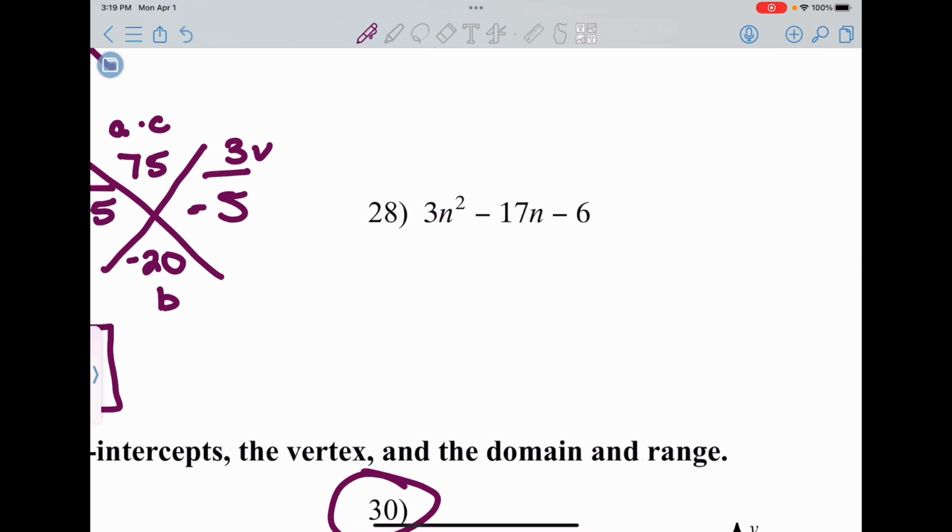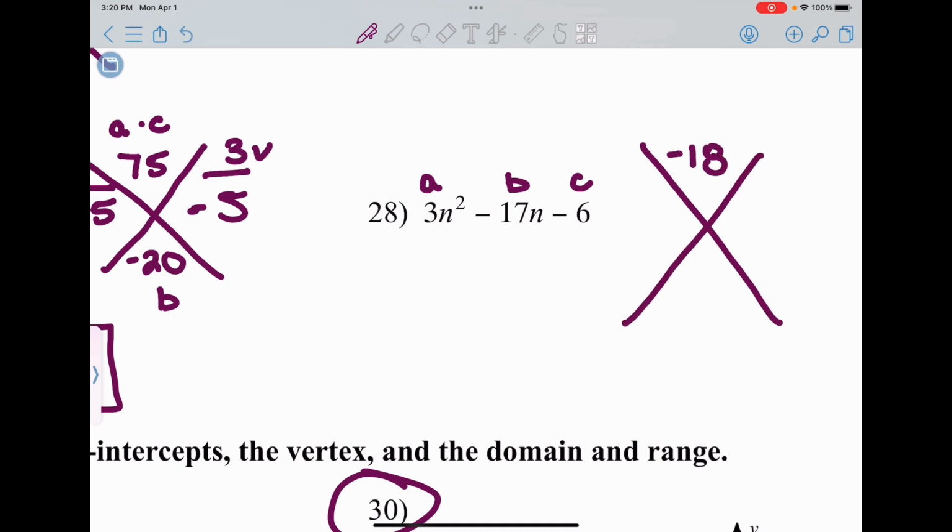In number 28, it does not look like I have a greatest common factor because 17 is prime. So I'm going to go ahead with my magic X. I need to multiply a times c for the top, which will be negative 18, and then put b on the bottom, which is negative 17. And two numbers that I think of that multiply to negative 18 and add to negative 17 are negative 18 and 1.